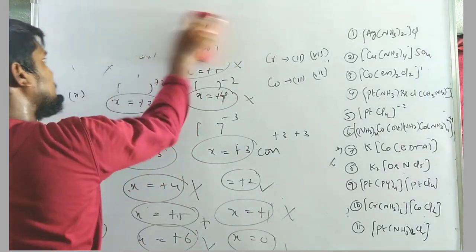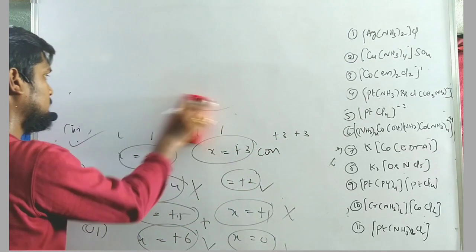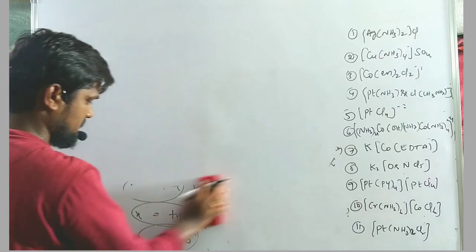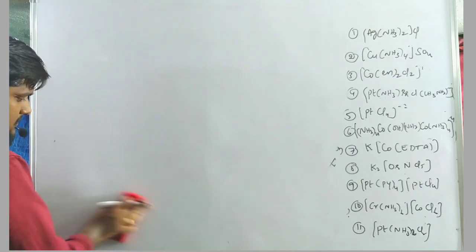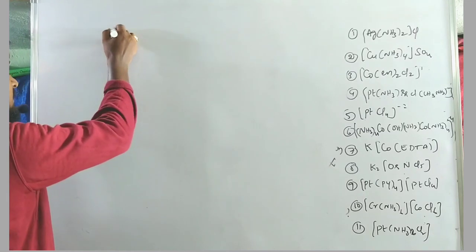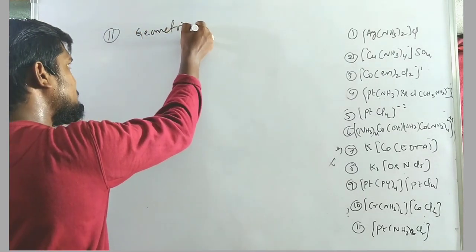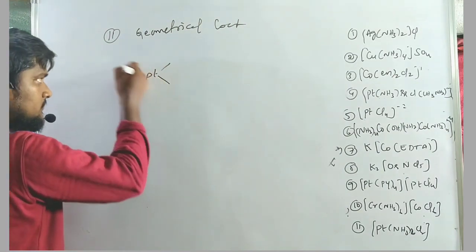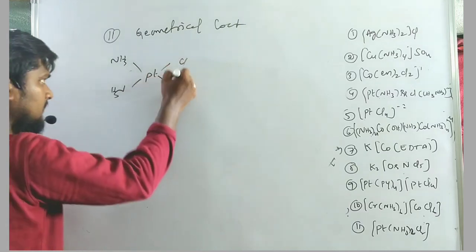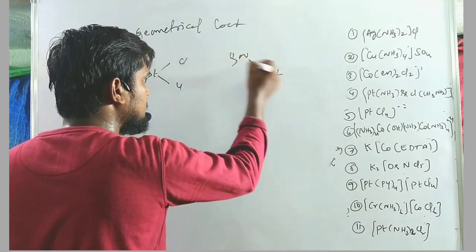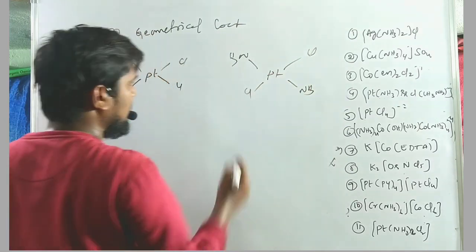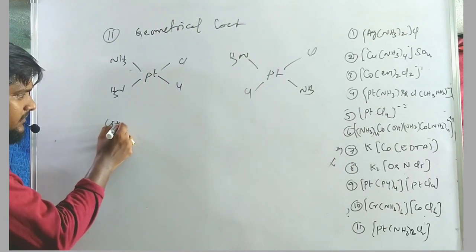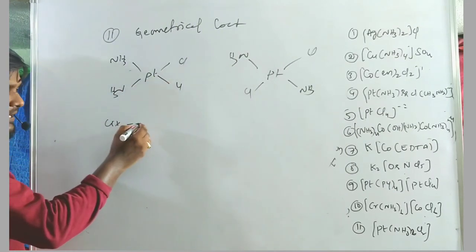Now the final example is based on geometrical location. So let us assume platinum, NH3, Cl, Cl. Here platinum, NH3, Cl, and Cl. According to the 8th rule, when similar ligands are present at adjacent positions, the prefix is cis. Here cis platinum 2, a nomenclature like this.